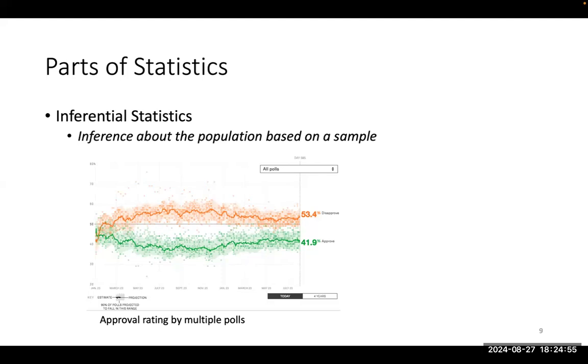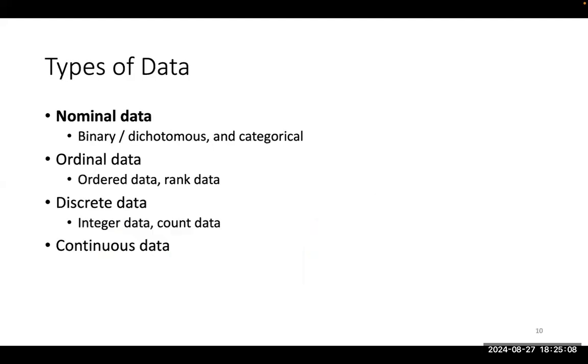Good. Descriptive statistics, inferential statistics. Any questions on this so far? Good. So those were just the simple terms so that we are on the same page. So that's quantifying the uncertainty.